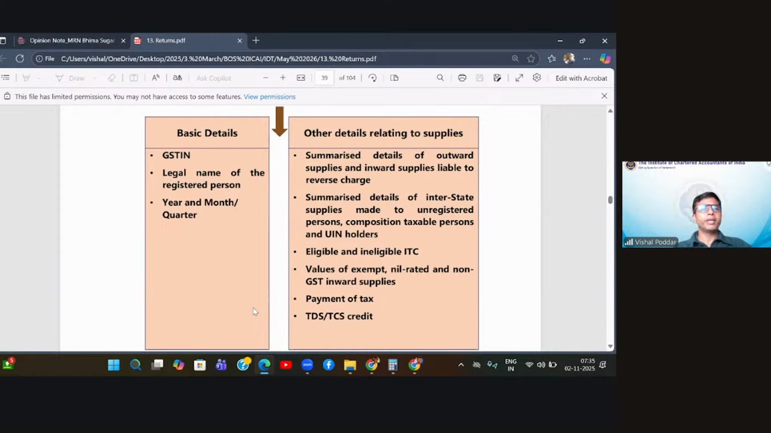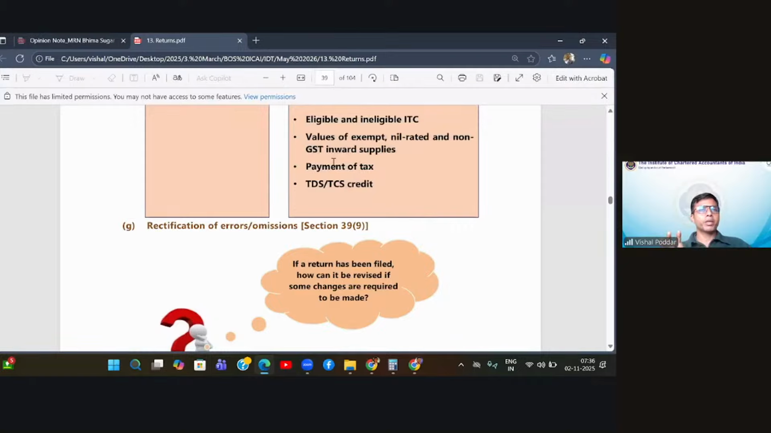Otherwise, it was completely invoice-wise details. However, 3B is not invoice-wise. So all the details of your outward supplies and inward supplies under reverse charge is summarized. Further, interstate supplies even made to unregistered person, composition tax bill, everything is summarized. In fact, even your eligible, ineligible ITC, that is your ITC details, is also summarized.